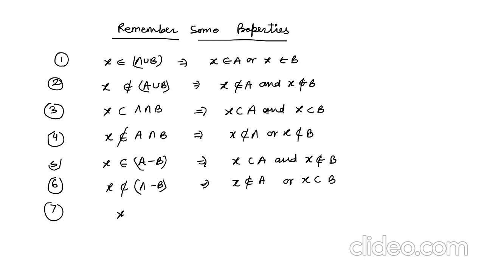Seventh, if x belongs to A, implies that x not belongs to its complement. Eighth, if x not belongs to A, implies that x belongs to its complement. So these 8 properties we use in problems related to sets, or when we prove that so and so, and this is helpful to solve the problems.